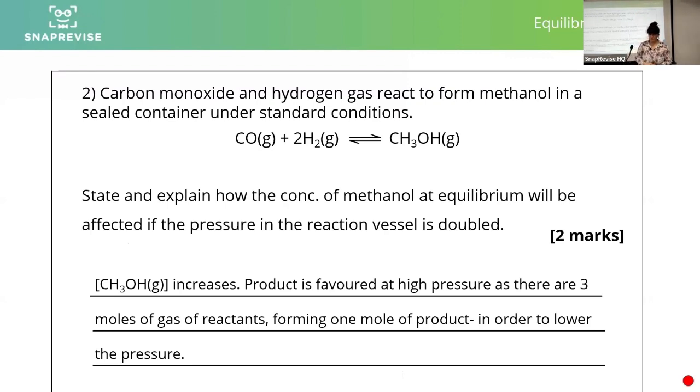increases as the equilibrium, because product is favored at high pressure, as there are 3 moles of gaseous reactants on the left-hand side, forming 1 mole of gaseous product on the right-hand side. This is in order to lower the pressure. So we could say something along the lines of concentration of methanol increases as the equilibrium shifts towards the products, which has fewer moles, to lower the pressure again. Hopefully that's something that you said or something you were going to say.